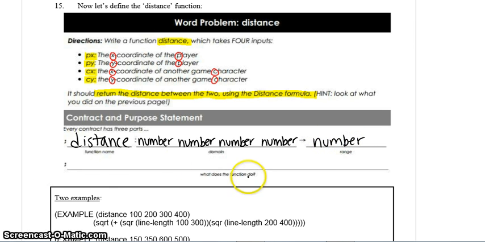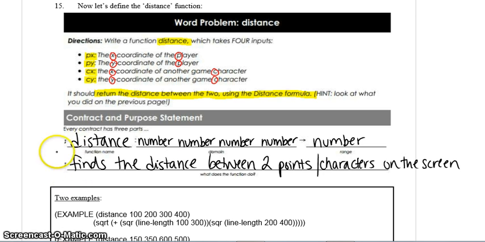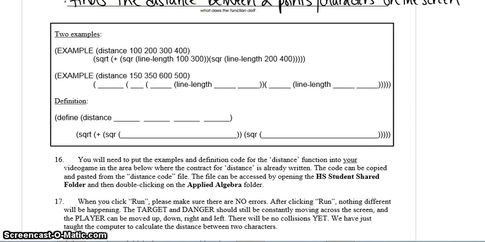For the purpose statement, what does the function do? I would say the function finds the distance between two characters on the screen. So you can see my purpose statement written there. You may want to pause the video and copy that down into your packet. Otherwise, let's take a look at the examples and the definition.